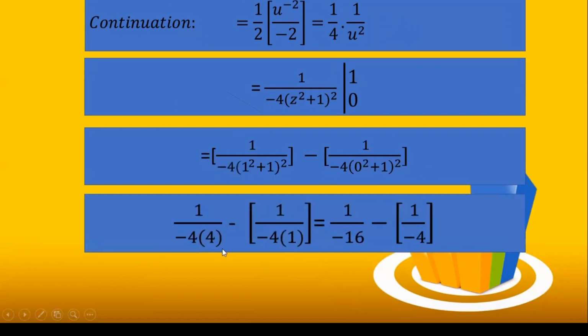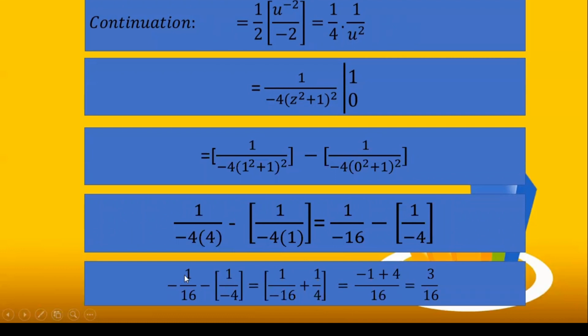Then you come up here, final answer, 1 over negative 16, this one, 1 over negative 4 times 4. This is 1 squared plus 1 squared, 2 squared is 4. So negative 4 times 4. Minus, this is now 1, 1 squared is 1. So negative 4 times 1. 1 over negative 16 minus 1 over negative 4. Simplify, it becomes negative 1 over 16 minus 1 over negative 4. We find the LCD. LCD is 16. So copy negative 1 plus 16 divided by 4 is 4 times 1 is 4. So the answer, negative 1 plus 4 is 3 over 16.